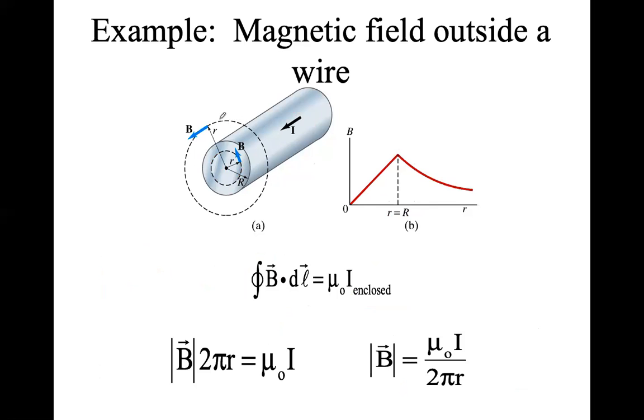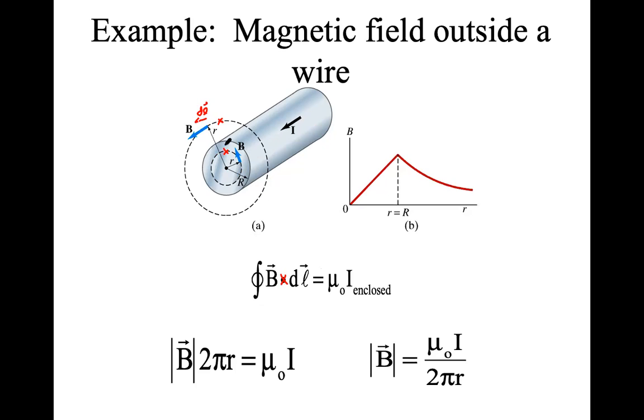Since I don't want to find the magnetic field inside, I'm going to draw a bigger path, a bigger circle, and do exactly the same thing. I think the magnetic field is going around that way, so I don't have to worry about that dot product. DL would also be in that direction. It's tangent to that path everywhere, and so is the magnetic field. They're always in the same direction, okay?